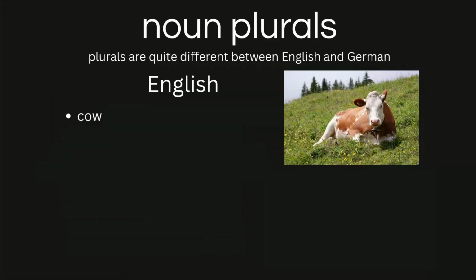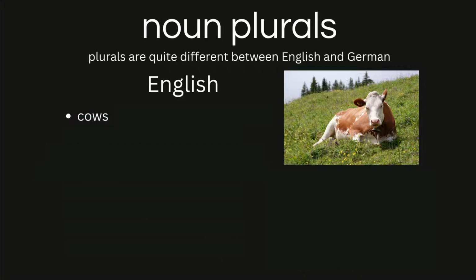Let's say you wanted to talk about a cow, but you don't want to talk about just one cow. You want to talk about the whole herd. You want to talk about 5 cows. What would you do? You would add the letter S to the word cow. You would say cows, cows. This is what you'd call a noun plural.